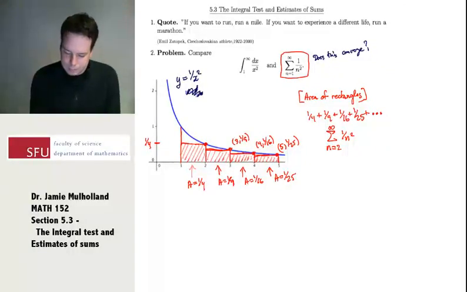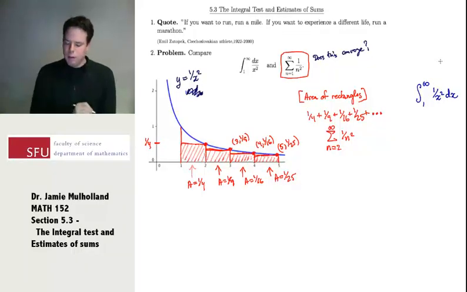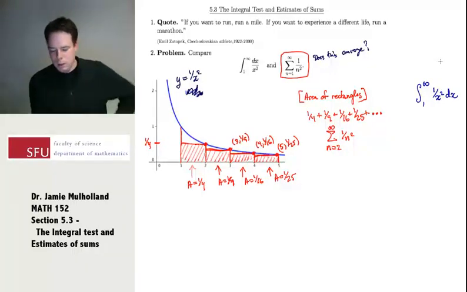What else do we have? Well, we know that the area under this curve can be given by an integral from 1 to infinity of 1 over x squared dx. And here's the question. How does the series from 2 to infinity, or in other words, the sum of the areas of these rectangles, compare to the area under the curve?